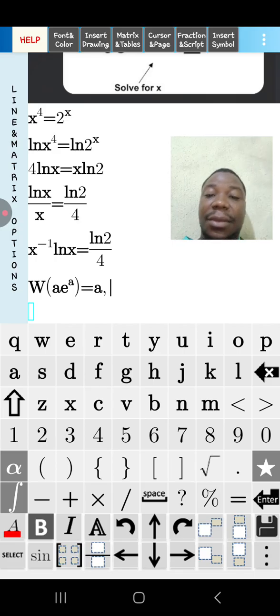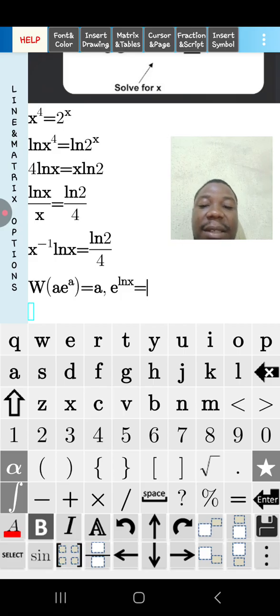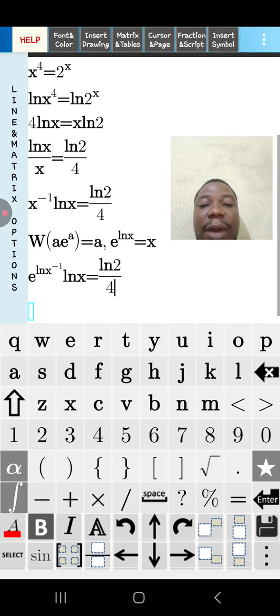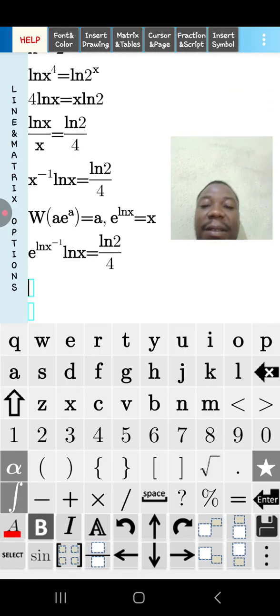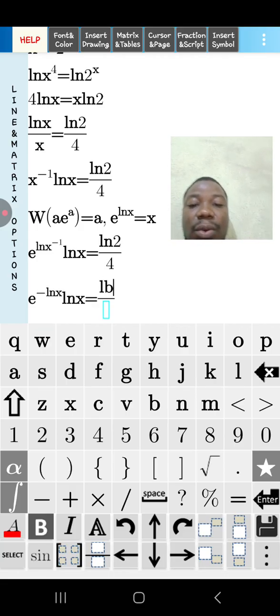Also take note that in logarithm, if you have e raised to the power of ln x, for instance, it is the same thing as x. That means x raised to the power of minus 1 can be written as e raised to the power of the ln of x raised to the power of minus 1. Then you have your ln x equals ln 2 all over 4. This is the same thing as e raised to the power of, you can bring the minus 1 down, so you have minus ln x here, and then ln x, equals ln 2 all over 4.